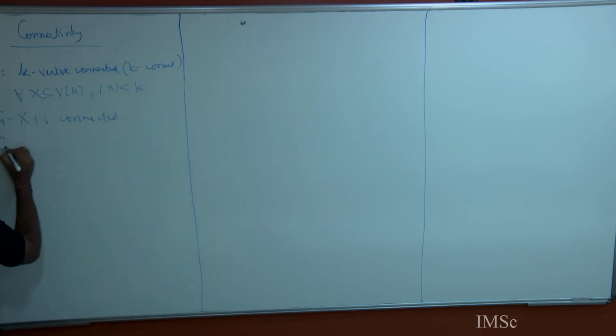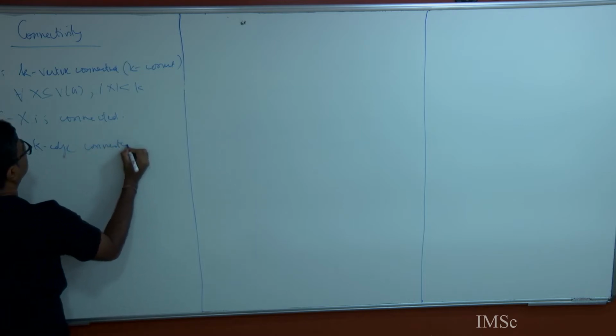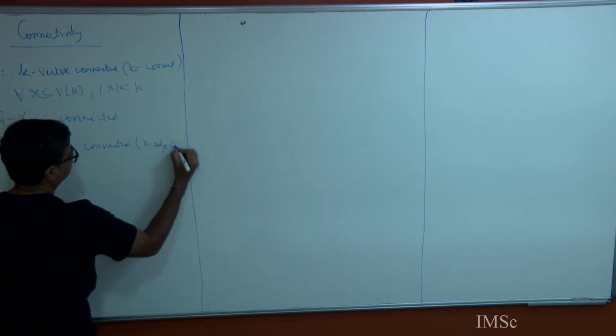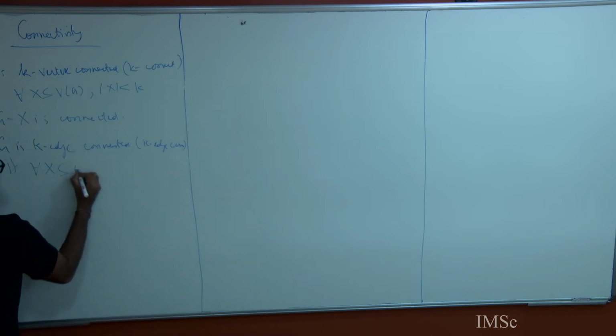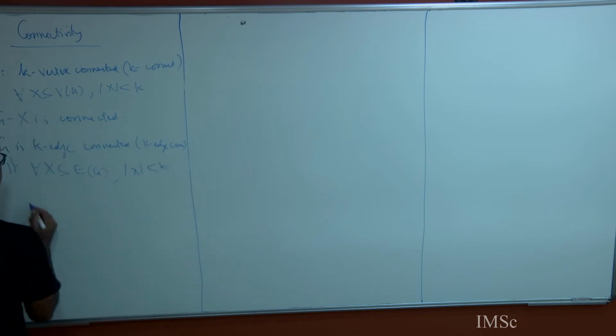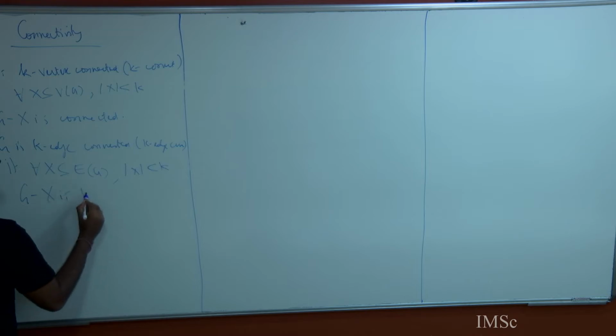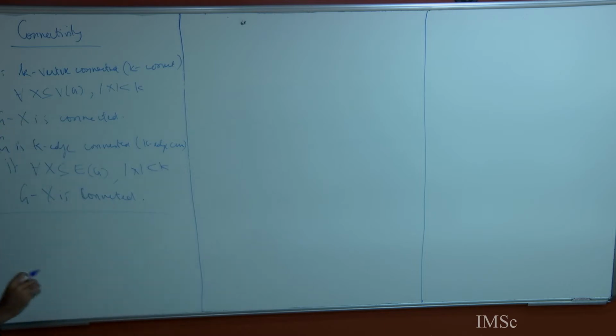And there is also G is K edge connected, and this we always say K edge connected if for all X subset of E(G), the edge set, G minus X is connected. Strictly less than K. So this is a basic definition of vertex connectivity and edge connectivity.